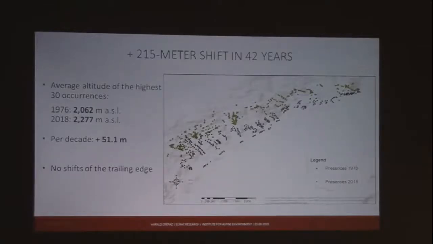At the same time, no shift of the trailing edge was detected because the species is still found at the bottom of the valley. But as you can see, we have quite big differences. At the entry of the valley, we have a smaller shift than in the middle of the valley, where it's quite big. And this is the reason why we expected the resident vegetation to have an influence on these shifts.